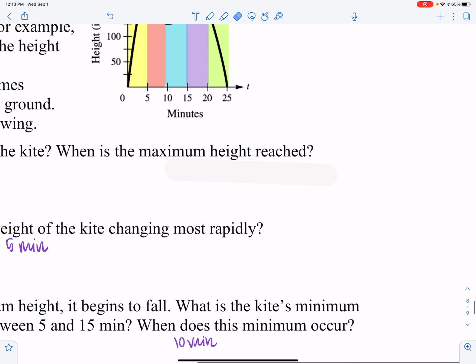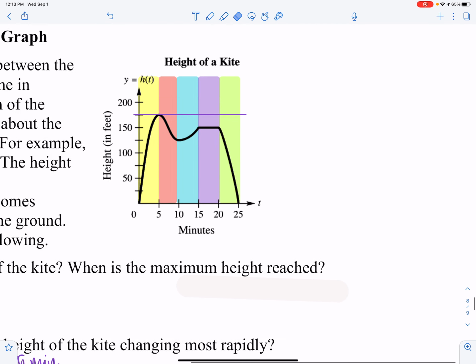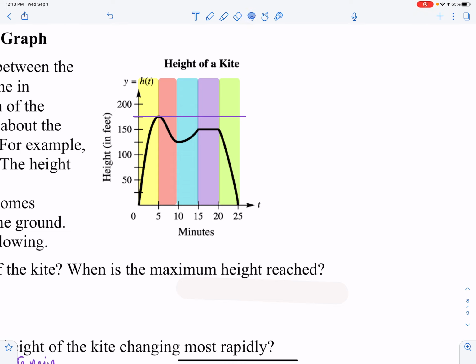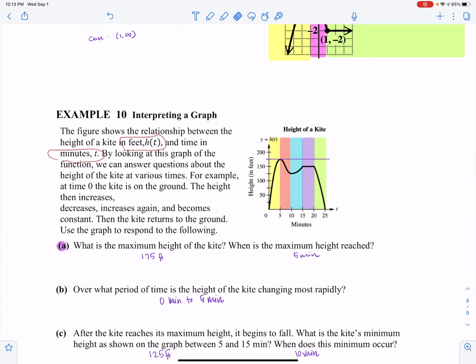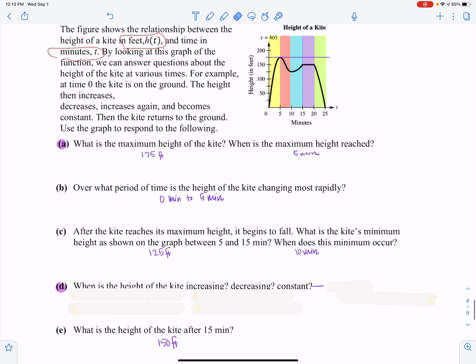When is that maximum height reached? So this is where I need to pay attention to the minutes down here. And that's going to be at this part right here. So at 5 minutes, this is where the maximum height is reached. All right, so the next thing I want to look at is part D.